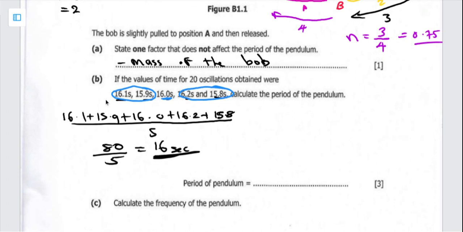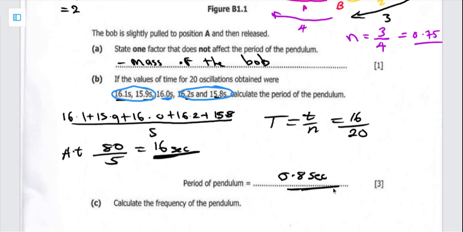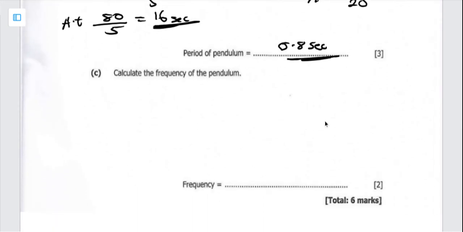So let's calculate the period of the pendulum. Period of the pendulum is equal to the time taken divided by the number of oscillations. The time taken is 16, divided by the number of oscillations, which is 20. So 16 divided by 20, I'm going to get 0.8. This 0.8 has to be in seconds, because the period of the pendulum is time, so it is measured in seconds. The frequency is equal to 1 over the period of the pendulum.